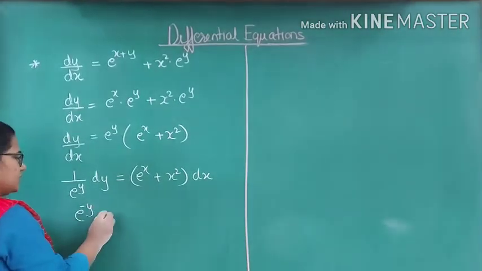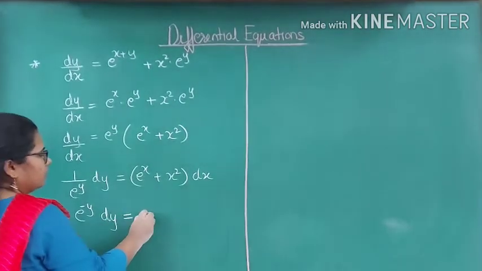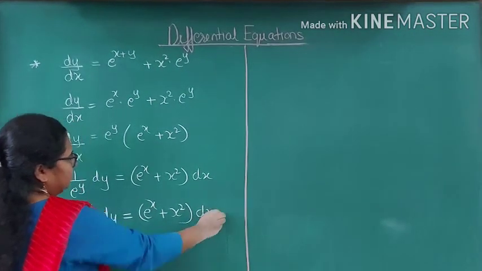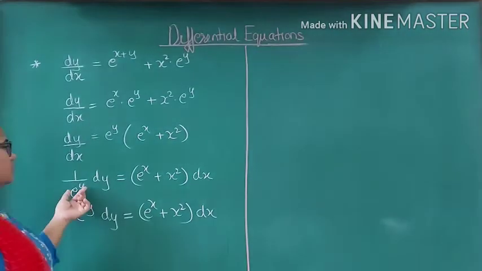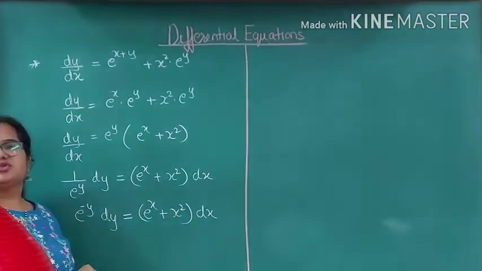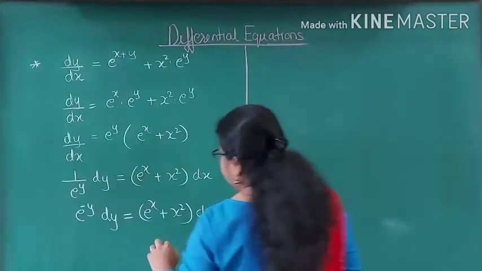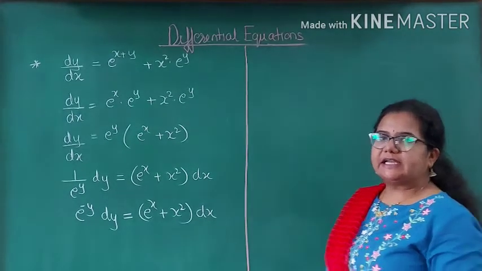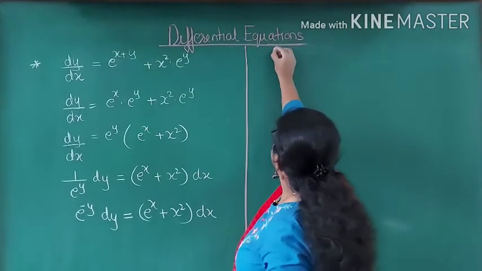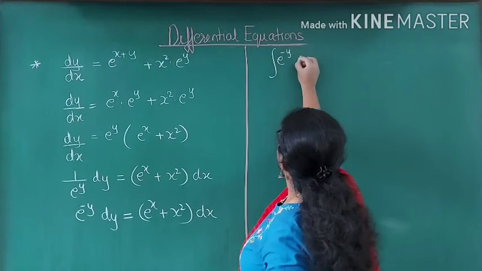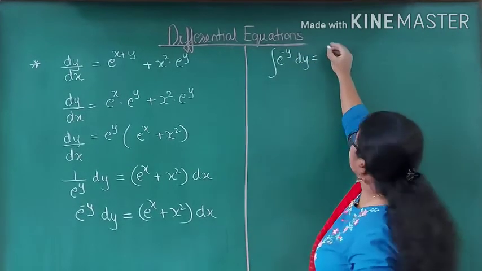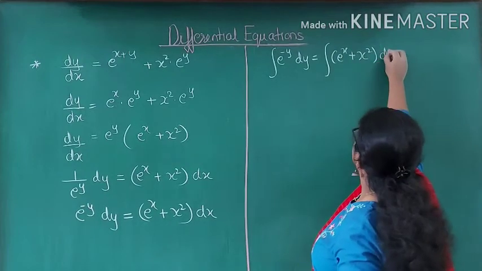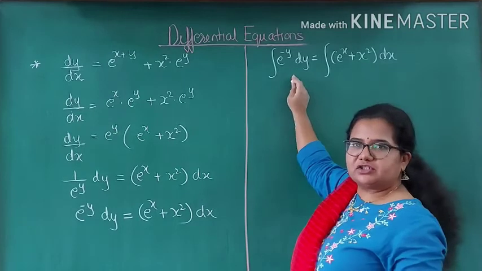So e raised to minus y dy is equal to e raised to x plus x square into dx. Yes? I have taken e raised to y in the numerator, so it becomes e raised to minus y. Okay? So now we have done the variable separation form. So we will integrate on both sides. So integration of e raised to minus y dy is equal to integration of e raised to x plus x square dx.